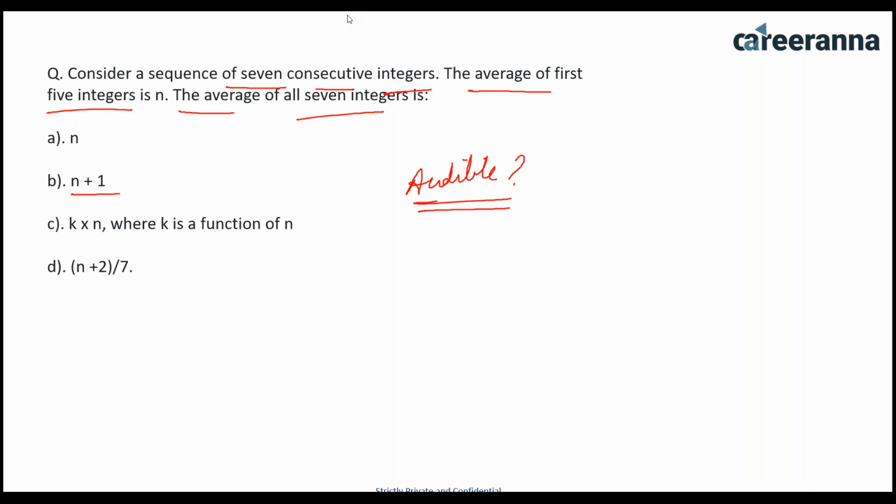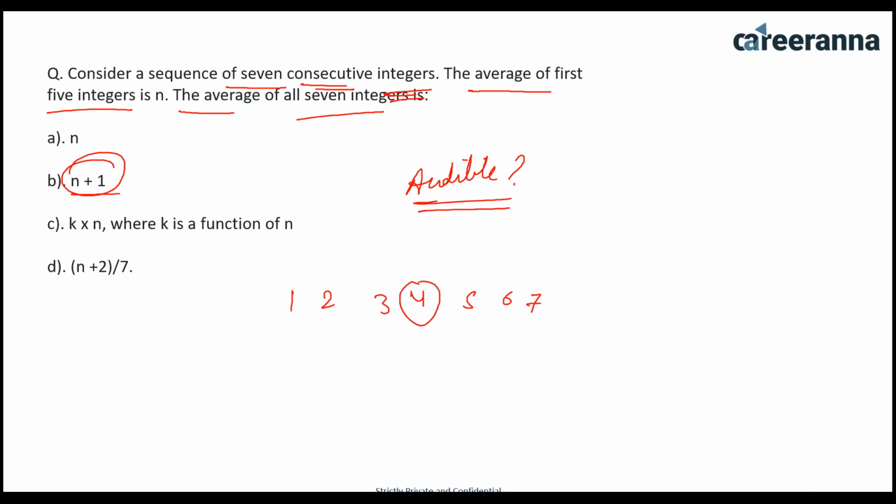Okay, so answer for this question is n plus 1. Let me tell you how. Okay, so let us assume some 7 consecutive numbers. Guys, you can tell me any numbers which should be consecutive integers. Tell me the numbers. Okay, 1, 2, 3, 4, 5. I want 7, 6, 7. Good. So what is the average value?